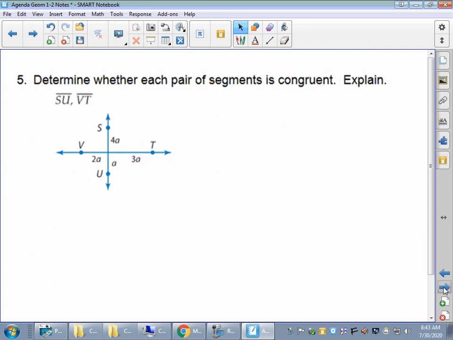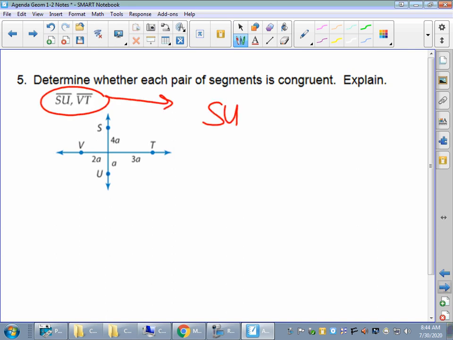Last but not least, determine whether each pair of segments is congruent. So basically right here, what I'm wondering is, is segment SU congruent to segment VT? It's a question mark. I don't know if they are. But notice it says explain. I got to make sure I explain about the explain.